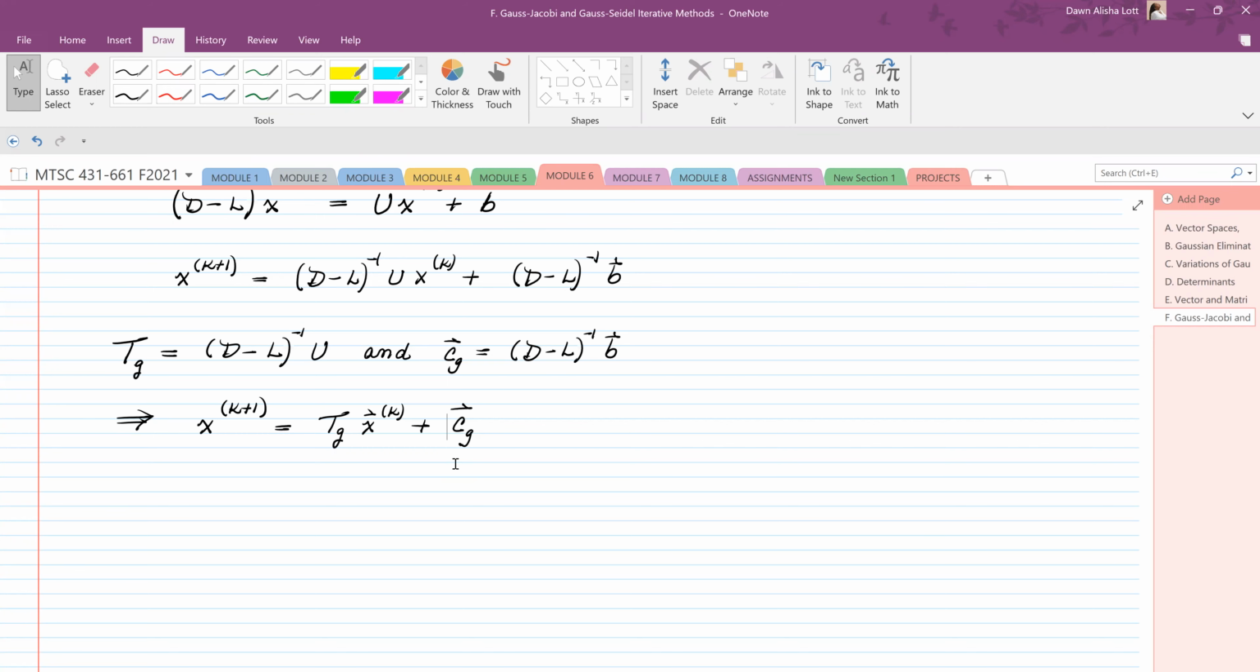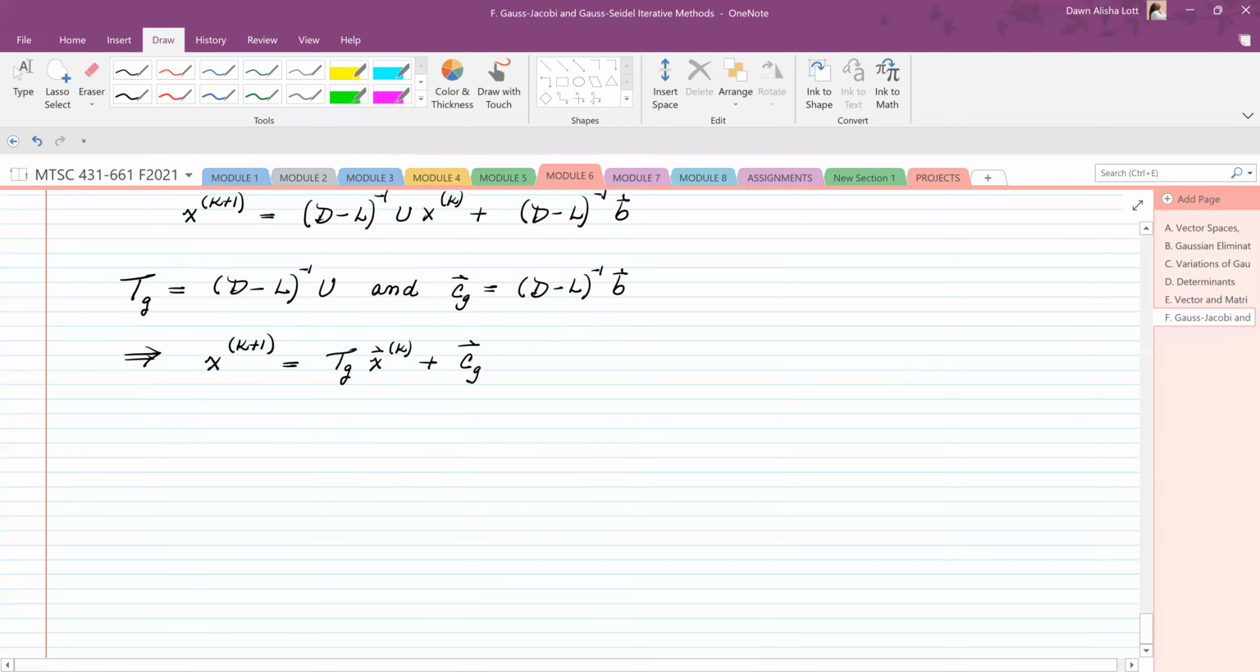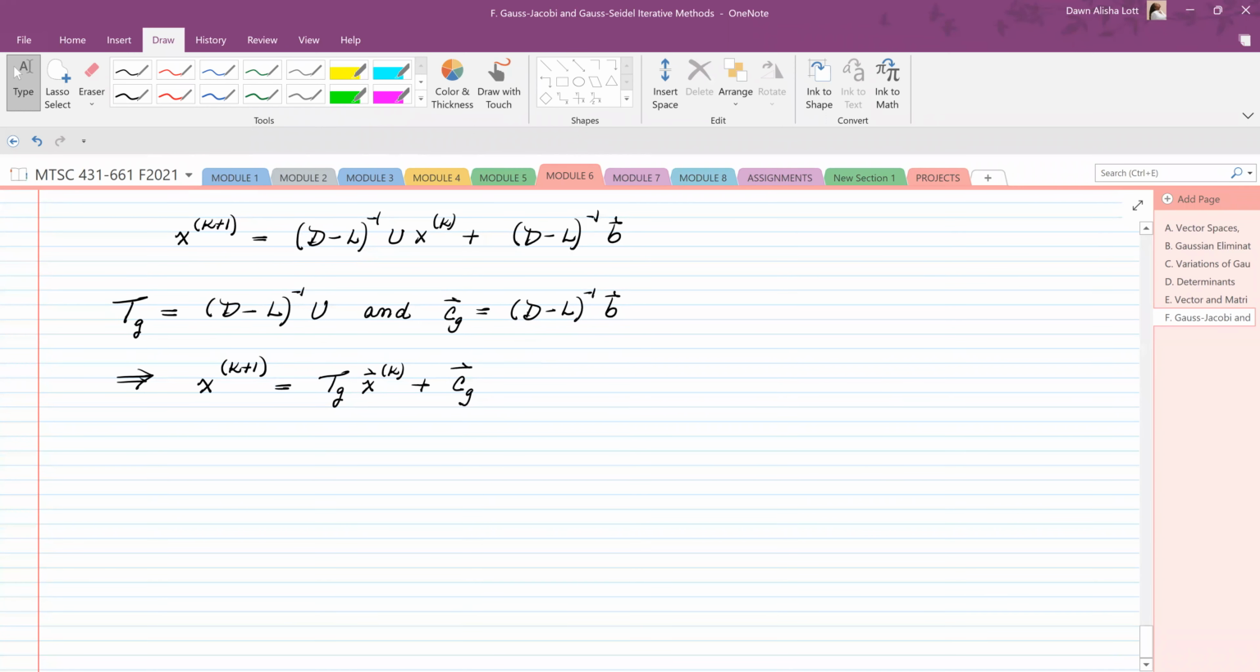I will give you these theorems, but unfortunately, I'm not going to be able to prove them. I just don't have the time. Okay, so let me give you convergence theorems of the iteration methods.